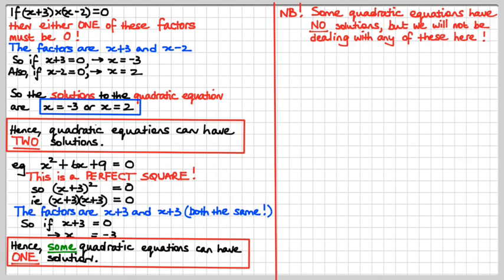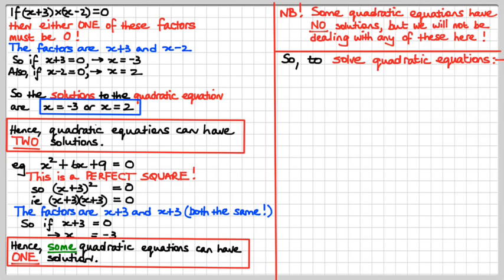However, we will not be dealing with any of those in this section, okay? So we won't subject you to any of those, much to your relief, I'm sure. So let's move onward, ever onward.